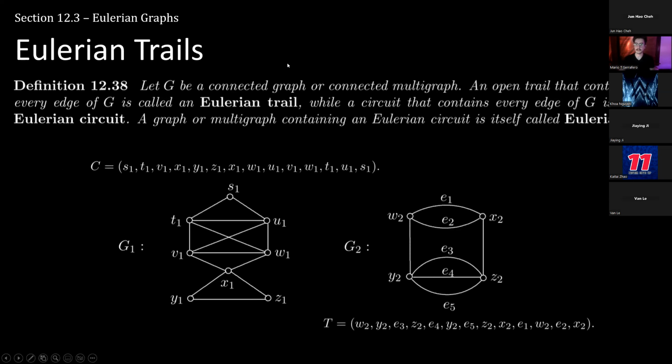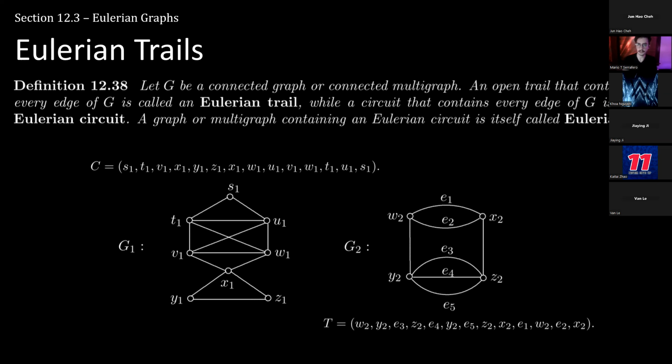Okay, so now we introduce this notion of Eulerian trails. So suppose that G is a connected graph, meaning there are no floating parts. Then an open trail that contains every edge of G is called an Eulerian trail, while a circuit that contains every edge of G is an Eulerian circuit. So this is pretty simple. Basically, if you can find a trail, meaning a walk with no repeated edges, that happens to contain every edge of G, then there you go. You found an Eulerian trail.